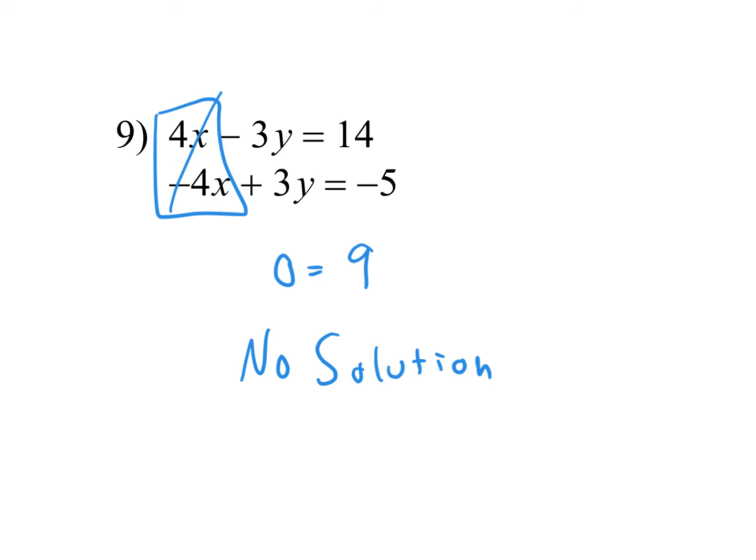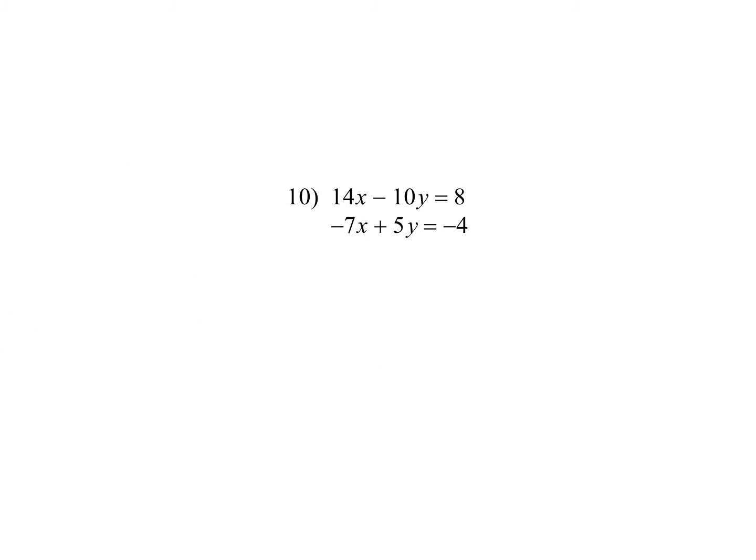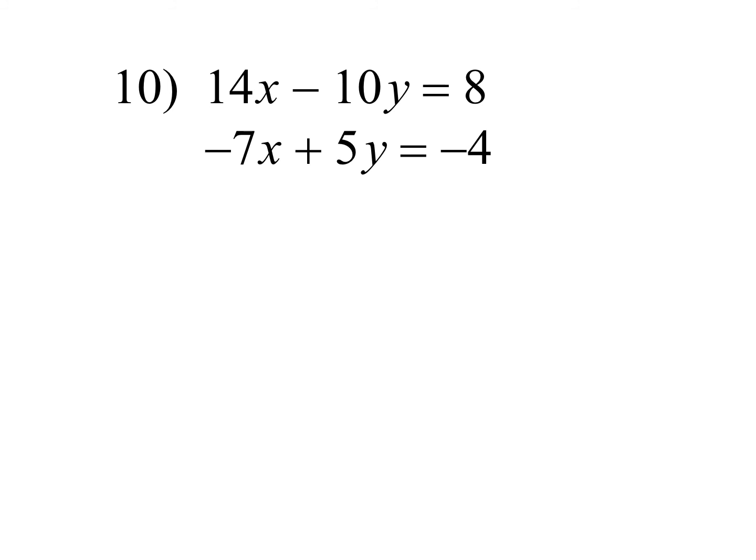Any questions here? All right, I also want to do 10. So does anything cancel out right off the bat here? No. So what do I have to do to get them to cancel? Multiply by 2. Multiply which one? The bottom. So I'm going to multiply everything in the bottom by 2.